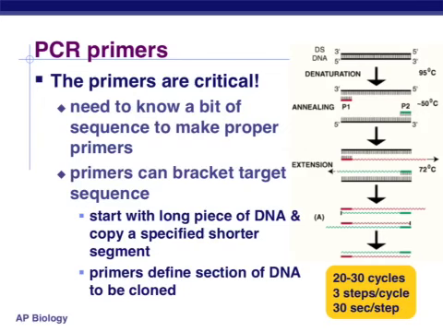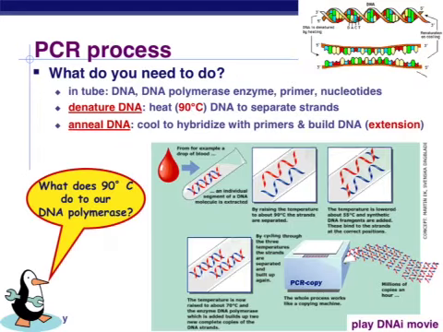So how it works is there are 20 to 30 cycles in 3 very specific steps, and it takes about 30 seconds per step. So we'll step through those. All right, so what do you need to do? Well, in your Eppendorf tube, you're going to put your DNA, you're going to put your enzyme, your primer, and your nucleotides. And then you're going to insert it into your thermocycler and set your heat settings. The first thing you're going to need to do is you're going to need to denature the DNA.